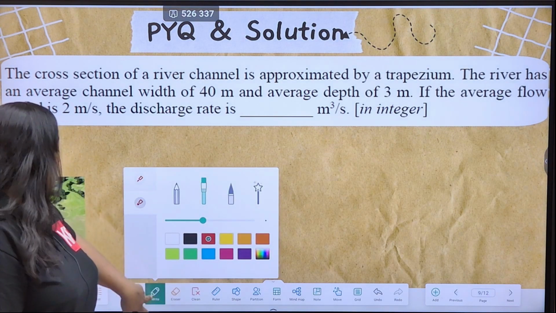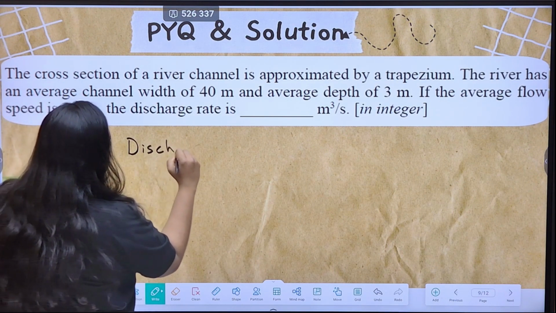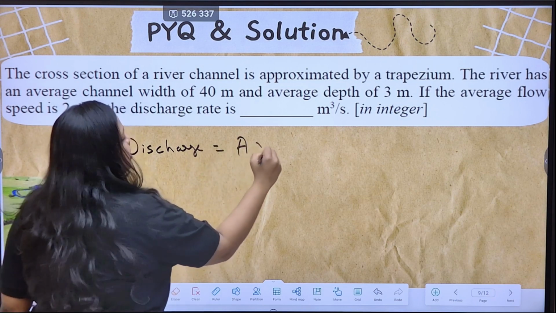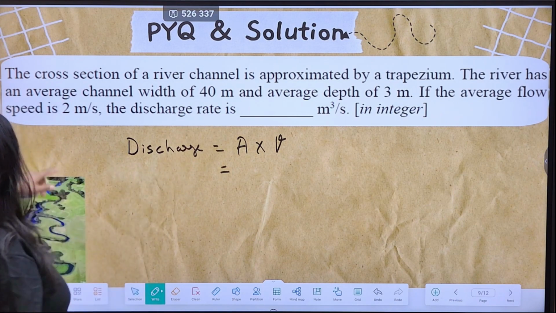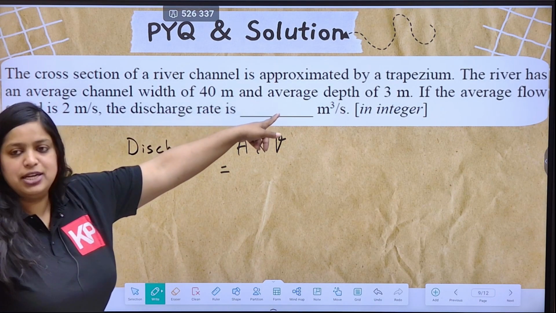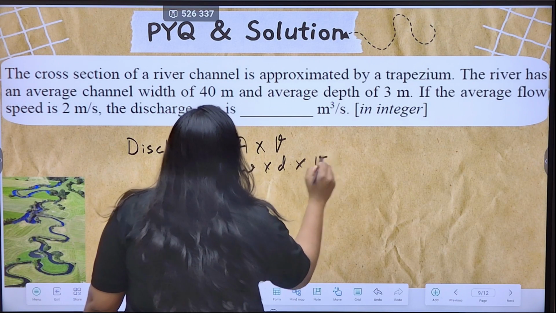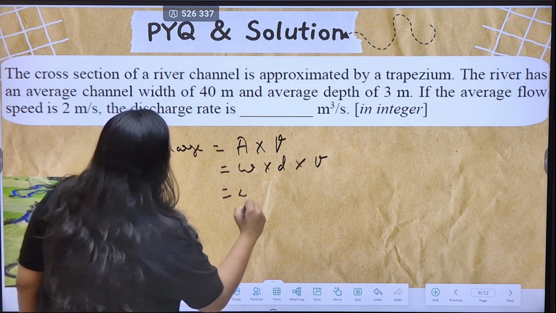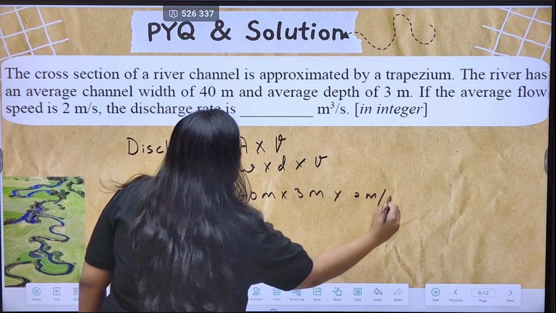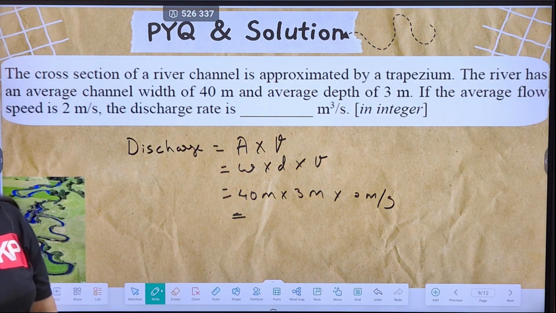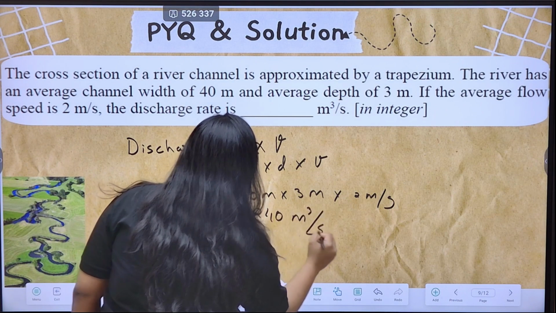Another very easy question. So we know to calculate, discharge is equal to cross sectional area into mean flow velocity. If they have not provided the cross sectional area, but you know the average channel width and average channel depth, we can calculate it with this equation: width into depth into mean flow velocity. So width is provided here as 40 meter, depth is 3 meter, velocity is 2 meter per second. Simple again, another simplest question. So the answer will be 240 meter cube per second.